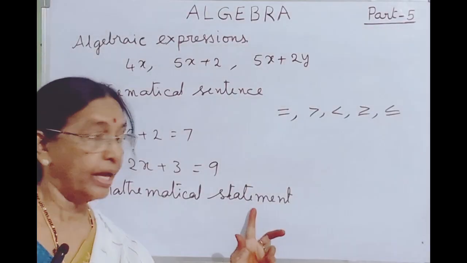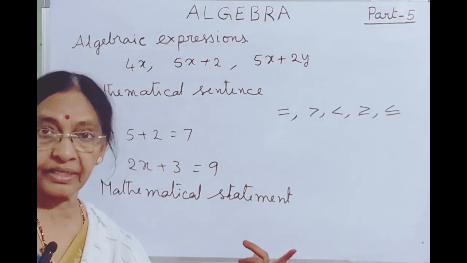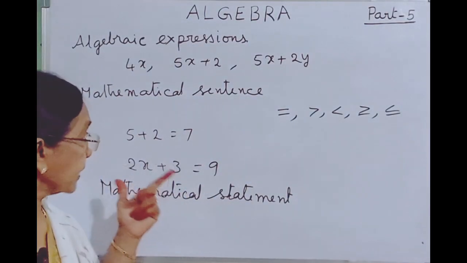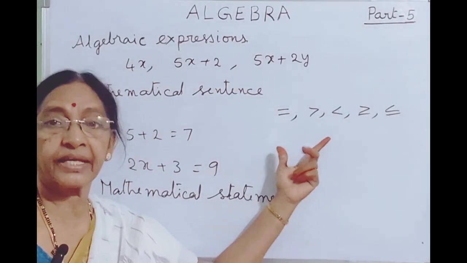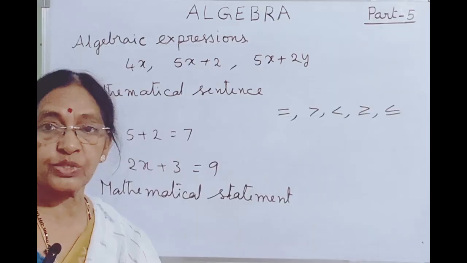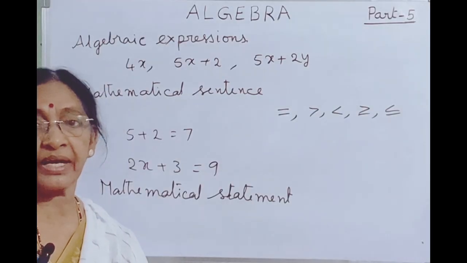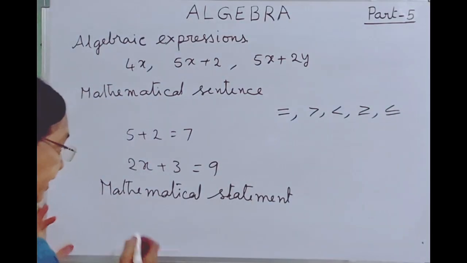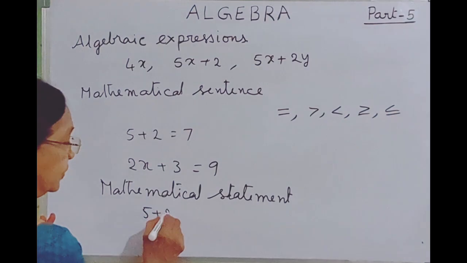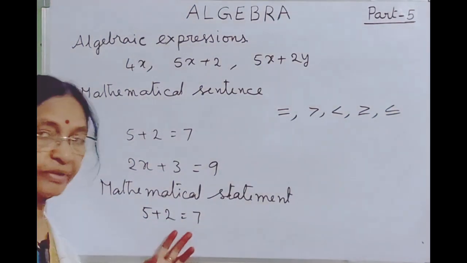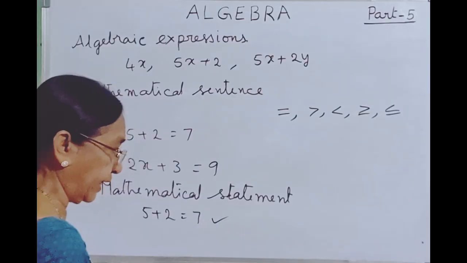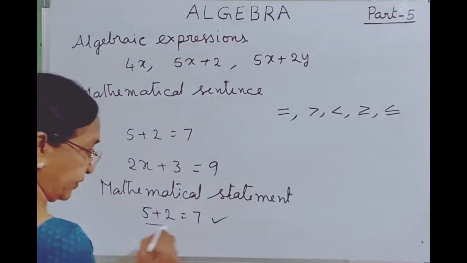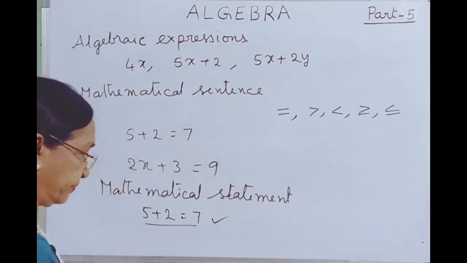Next, mathematical statement. An equation or an inequation, that is a sentence having equality sign or inequality sign, can be verified whether it is true or not. That is called a statement. So for example, 5 plus 2 is equal to 7. It can be verified. 5 plus 2 is 7, which is equal to 7. Therefore, it is a correct, true statement. Therefore, this is called a statement.